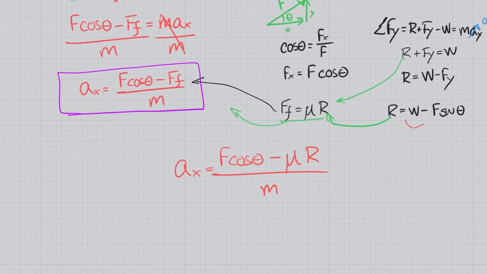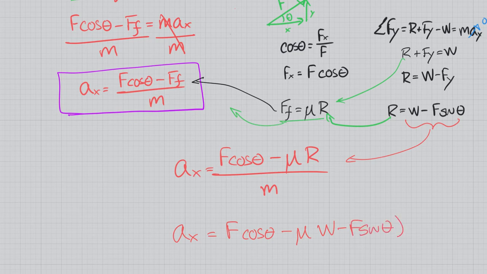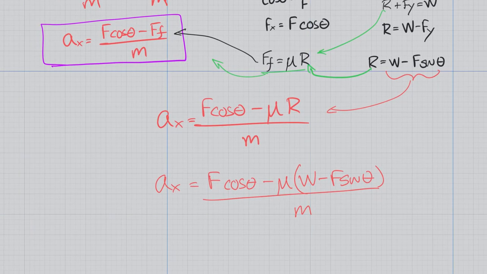Okay, we're then going to plug this in for R. So we get acceleration in the x equals my pull force times the cosine of theta minus my coefficient of friction times my weight minus pull force times the sine of theta, divided by my mass. Okay?